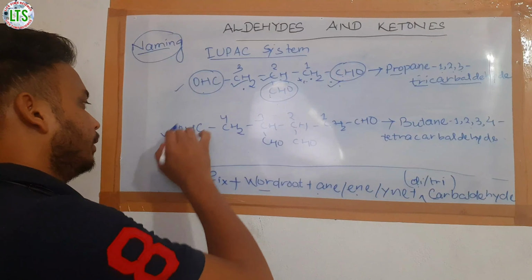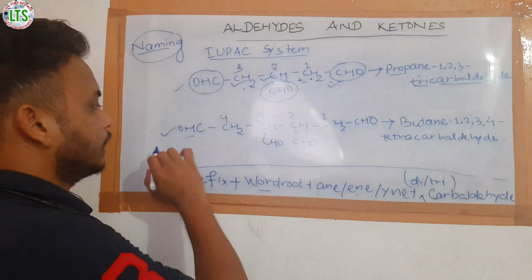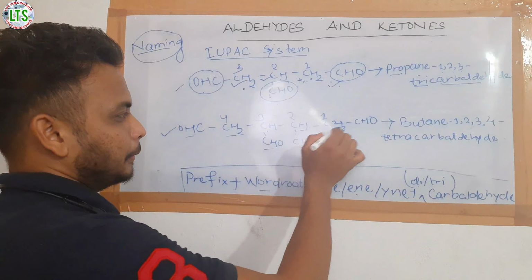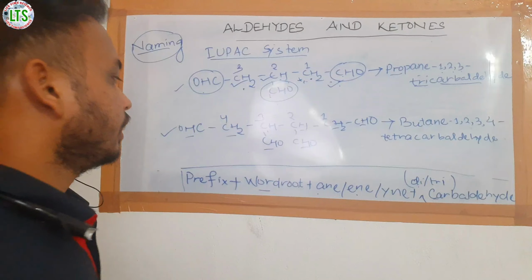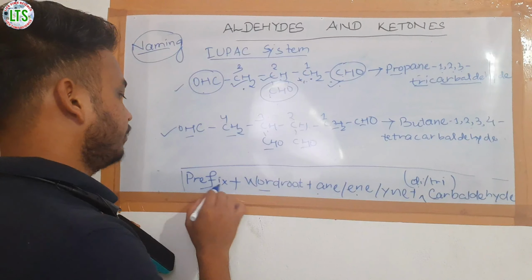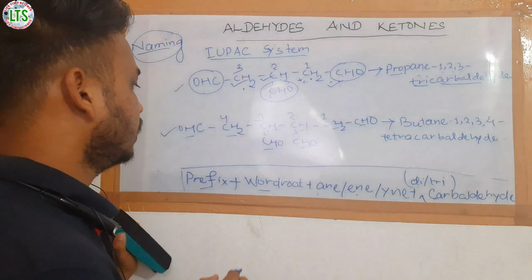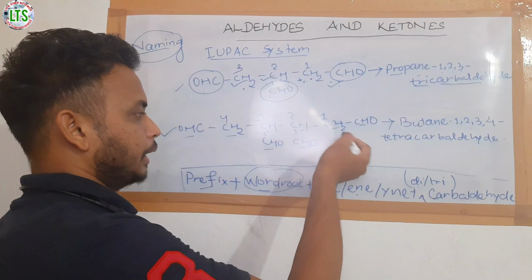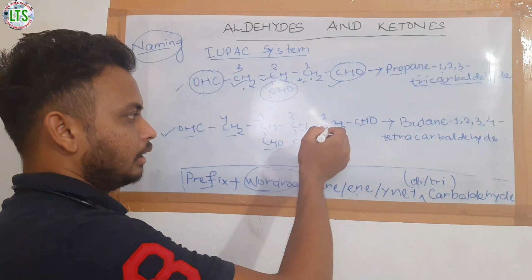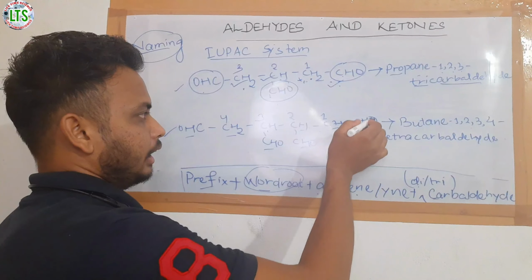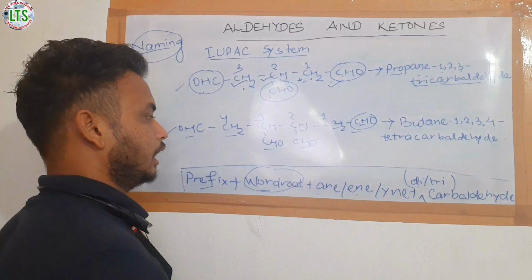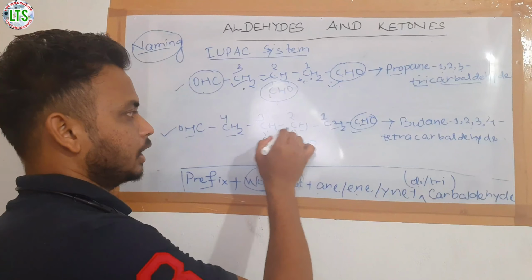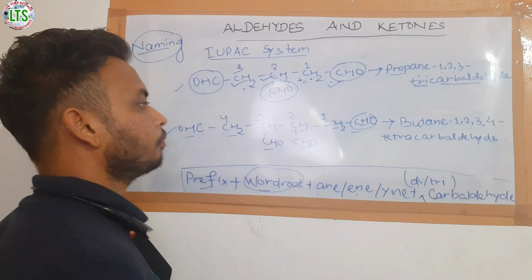Next, another type of compound, for example CHO, CH2, CH, CHO, CH, CHO, CH2, CHO. Here also there is no any type of prefix or group attached in this compound, so we can start from the word root. Here also the numbering starts from the carbon atom attached directly to the CHO group. So the number of this carbon atom will be 1, and this is 2, this is 3 and this is 4.